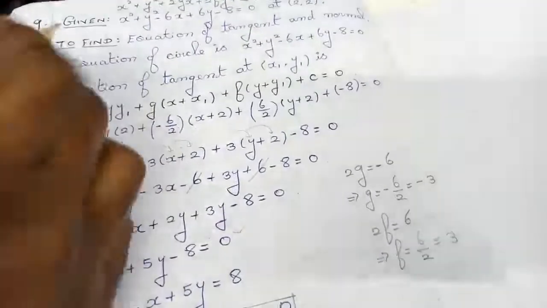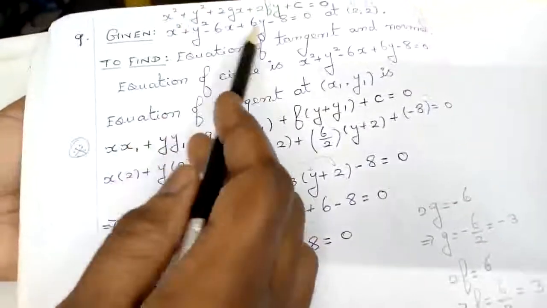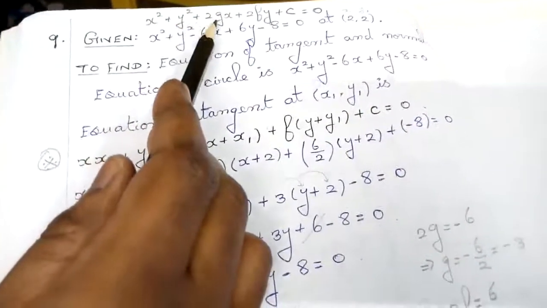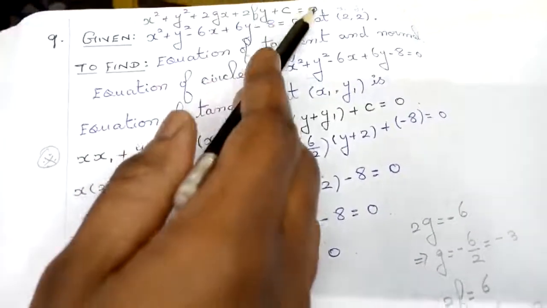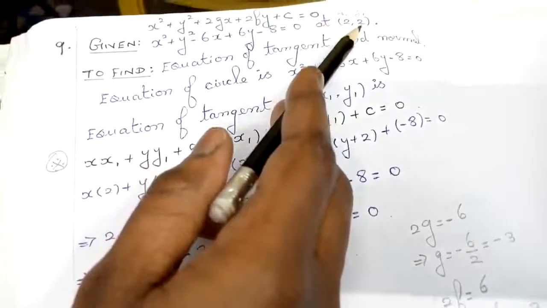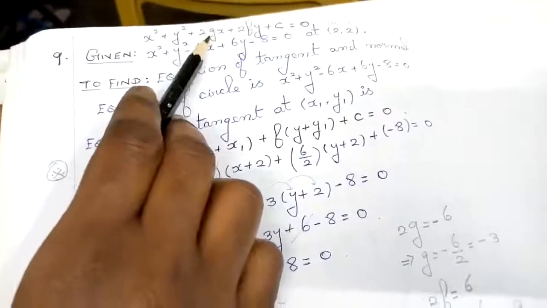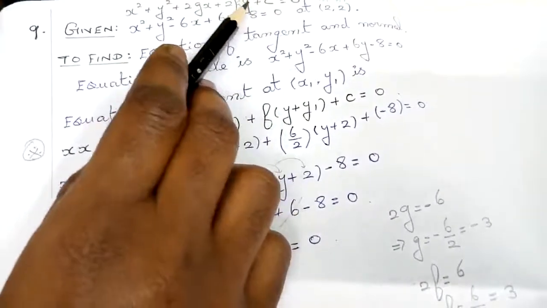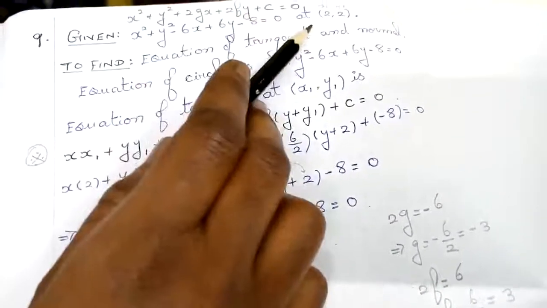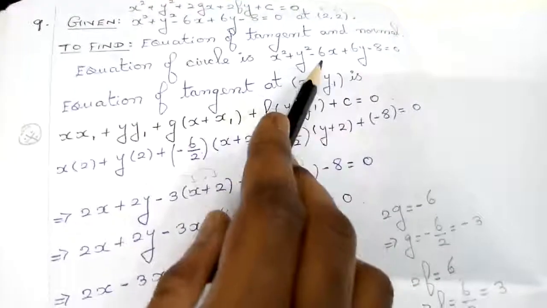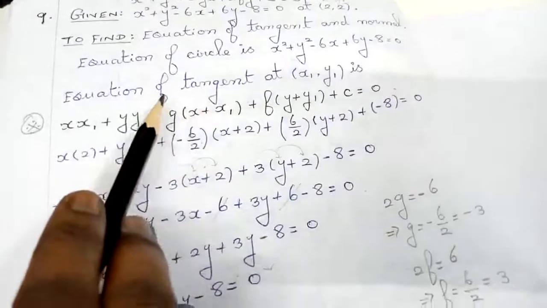Question number 9. They have given you this equation. So I am going to compare this equation with x square plus y square plus 2gx plus 2fy plus c equal to 0 at (2, 2). So what I am going to do here, students, first I am going to find g, f and c. I am going to take out those values separately. What is the way they are doing the sum, I will just tell you. They are asking you to find the equation of tangent and normal. For this particular condition, we have a formula separately for tangent and normal.